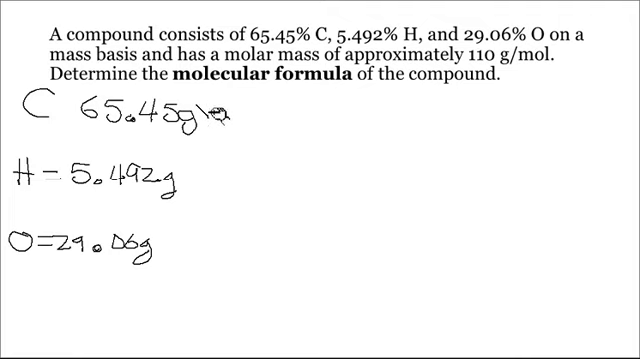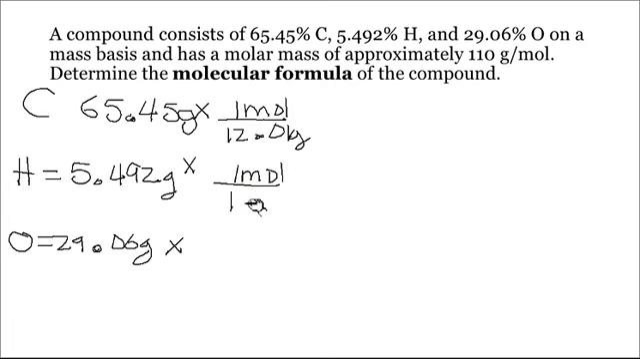In order to convert these to moles, I'm going to multiply by the molar mass of each of the individual elements. So for carbon, I'll use the definition that 1 mole is equal to 12.01 grams. Hydrogen, I'll use the definition that 1 mole is equal to 1.01 grams. And for oxygen, I'll use the definition that 1 mole is equal to 16 grams. And that's just because that's what's on the periodic table that I'm using right now. Not the most significant figures, but you get the idea.